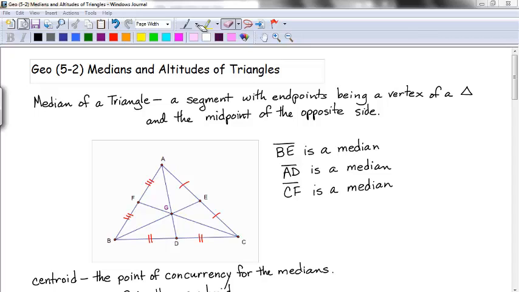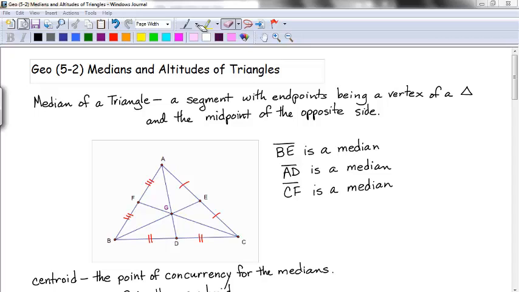Okay, so today we're going to go through medians and altitudes of triangles. Okay. First, you need the definition for median of a triangle. Okay, median of a triangle.